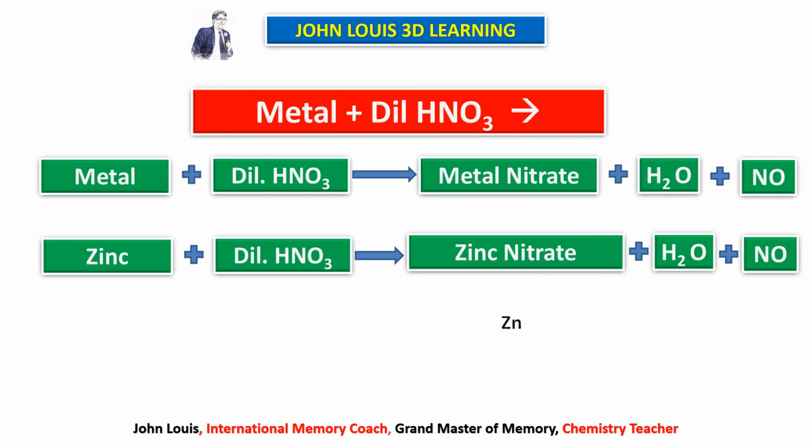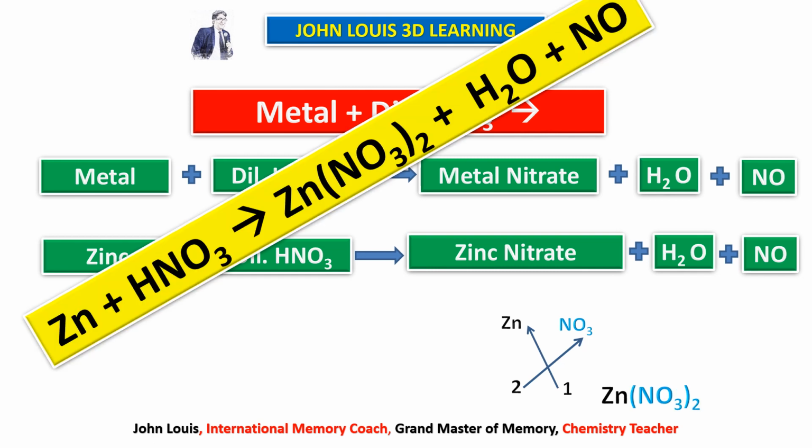Now, what is the formula for zinc nitrate? Zn NO3, valencies 2 and 1. If you interchange, you will get Zn(NO3)2. Therefore, what is the equation? Zn plus HNO3 gives Zn(NO3)2 plus H2O plus NO. Clear? Shall we move on to the third type of metal plus dilute nitric acid example?